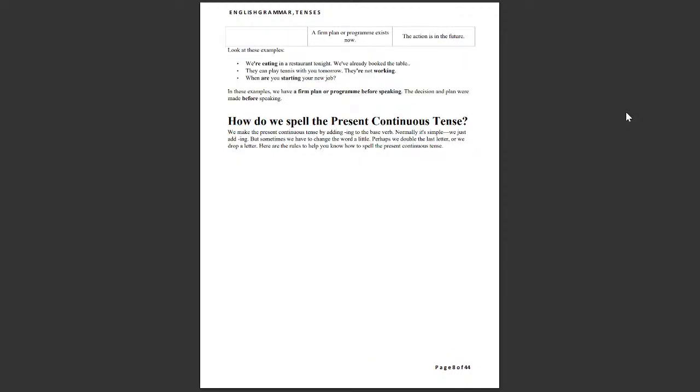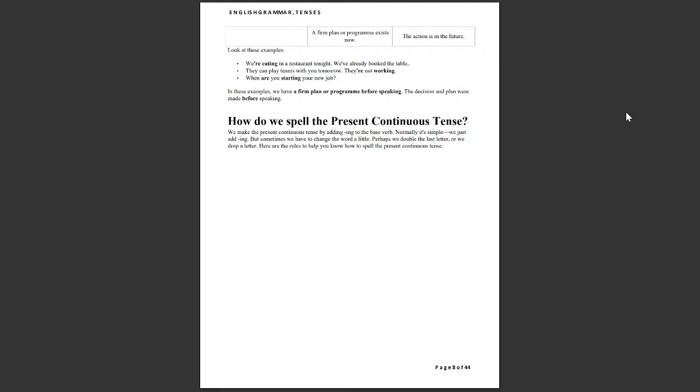And a firm plan or a program exists now, for the action in the future. Look at these examples now. We are eating in a restaurant tonight. We have already booked the table. So this is going to happen later, not now. It is later, something in the future, like at night.